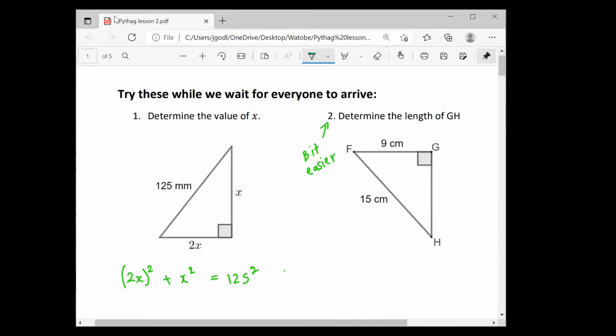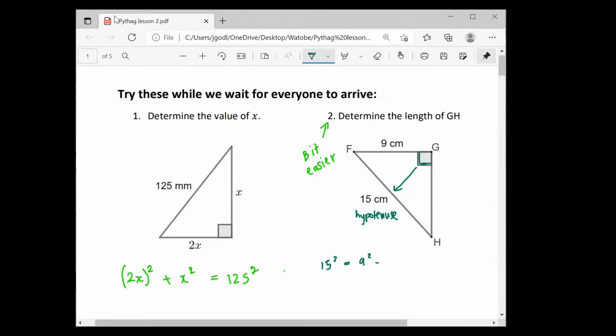So first of all, we know that this is a right angle triangle. We know that this is our hypotenuse. Let's just write that in so we can get used to how to spell that. And the hypotenuse is always the longest side of a right angle triangle, and it's the side that is opposite to the right angle.